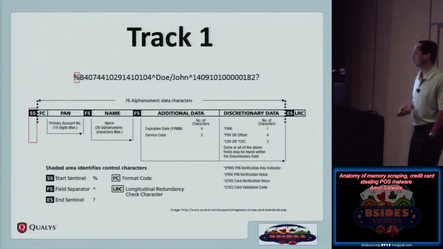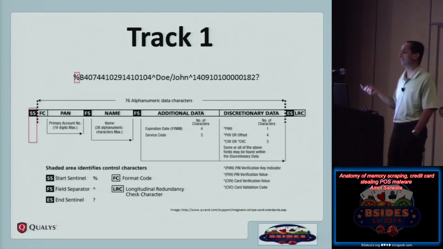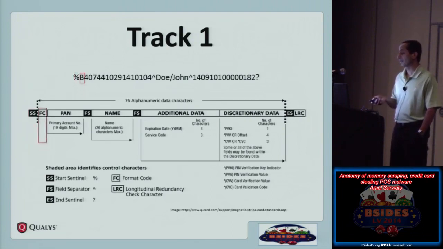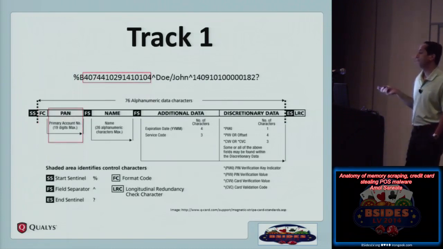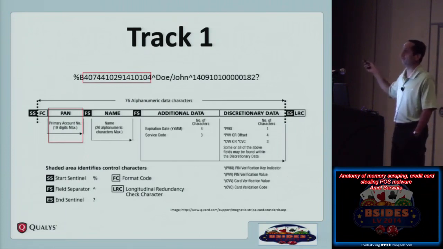So basically it starts with the start sentinel, which is basically just a fancy name for a start field. It tells that this is the start of the track 1 data, which is a % sign. Then it has a format code, which is B for credit cards. Usually that's what I've seen. After that, what follows is a 19-digit PAN, or primary account number. This usually is a credit card number which is printed on the front of your card. And this card number is a fake one, so don't worry about that.